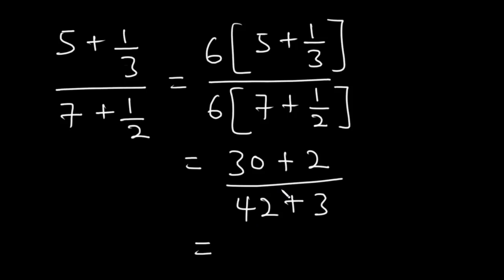Now 30 plus 2 is 32, and 42 plus 3 is 45. Since we cannot further break this fraction down, the final answer is 32 divided by 45.